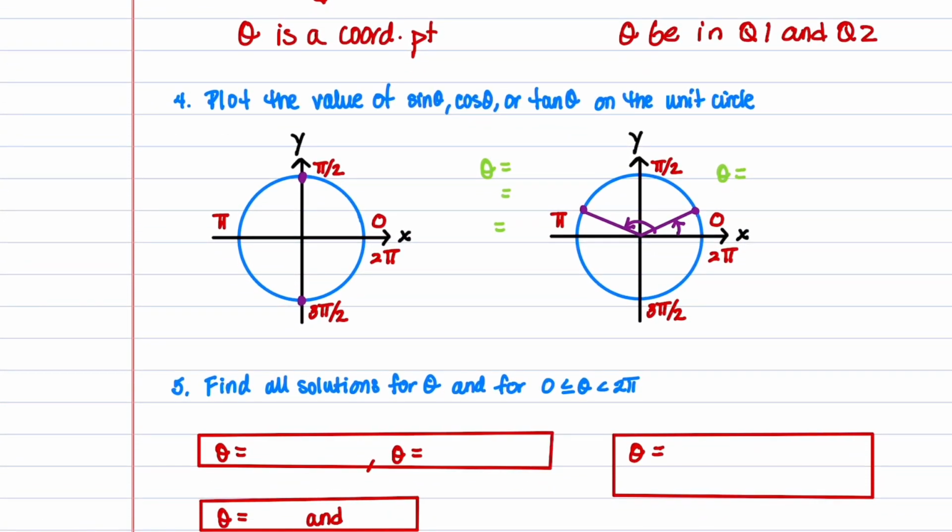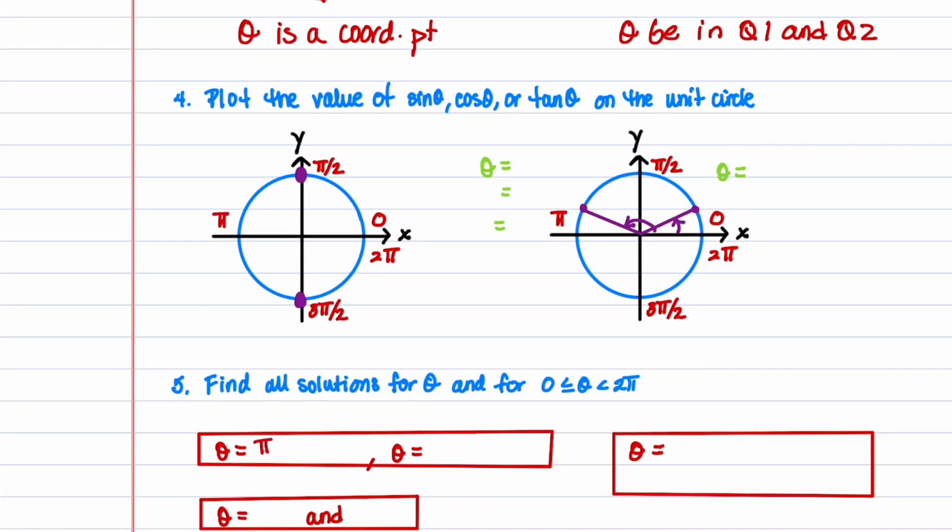Cosine theta is associated with the x value, and it's going to be 0 at this point and at this point. So this tells us that theta is going to be equal to pi over 2 plus 2n pi, and it's going to equal 3 pi over 2 plus 2n pi. The values between 0 up to 2 pi are then pi over 2 and 3 pi over 2.